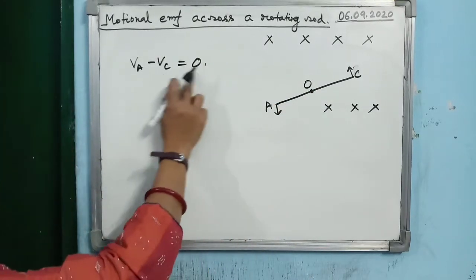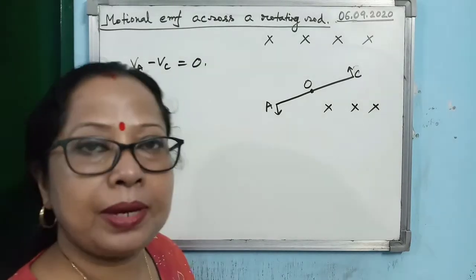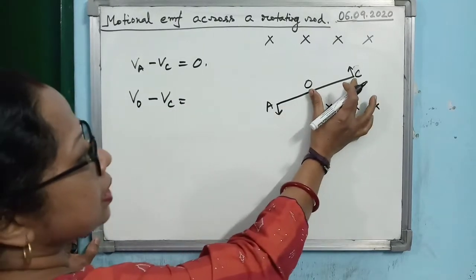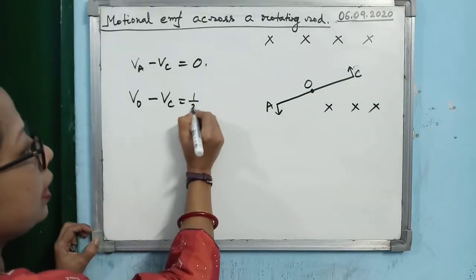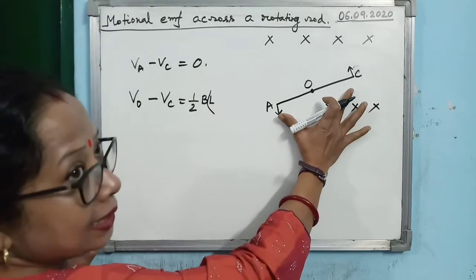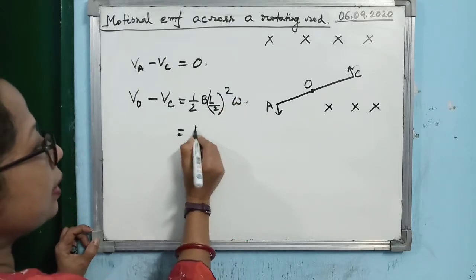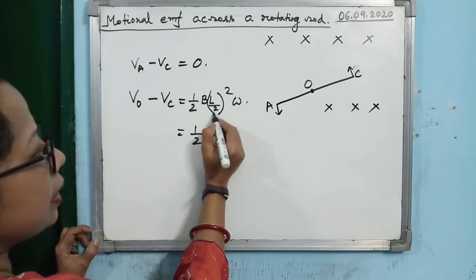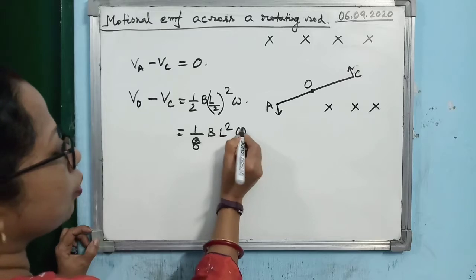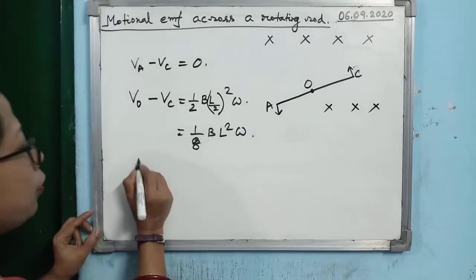So what will happen? VA minus VC across the ends of the conductor, the EMF developed, will be 0. But if you consider VO minus VC, then it will be half B L square. Now, what is L here? L is the entire length, isn't it? So in this case, it will be L by 2 whole square omega. It will be half B, and here it will come 1 by 4 into 2, so it becomes 1/8 B L square omega. And remember that the midpoint will be at higher potential.